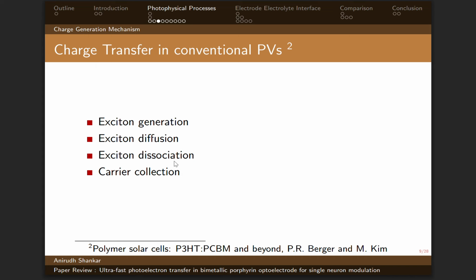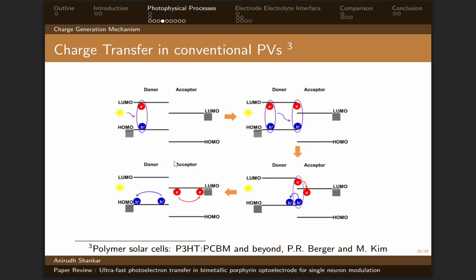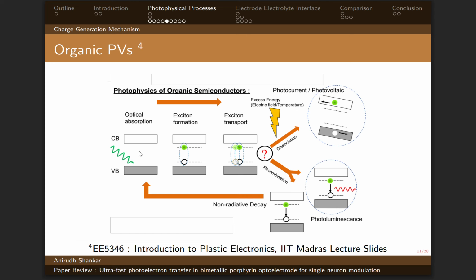The second step is the diffusion of an exciton. The third step is dissociation. The fourth step is carrier collection. So light is incident on this material, and this results in a bound electron-hole pair formation, which is termed an exciton. And this exciton then diffuses to the interface, where it then dissociates to give rise to current, as we see here. The same thing has been described here.